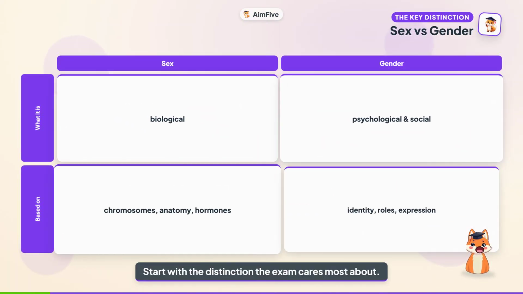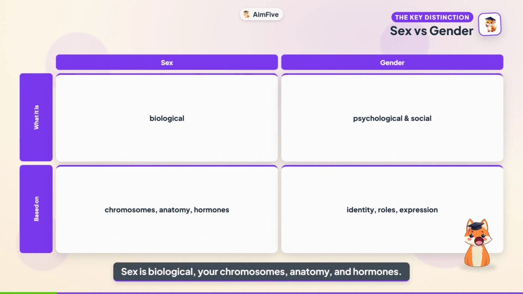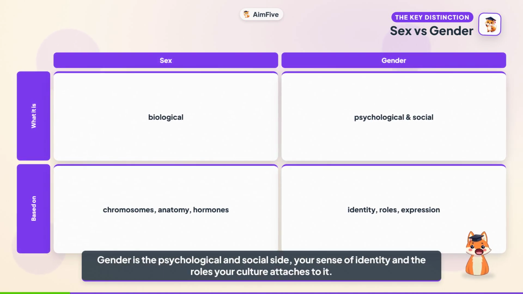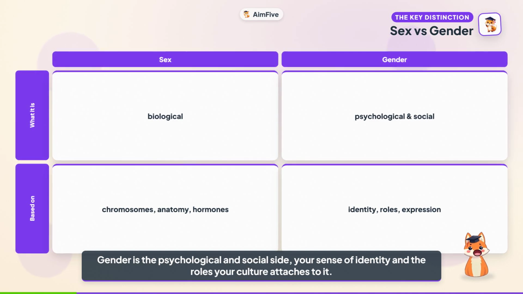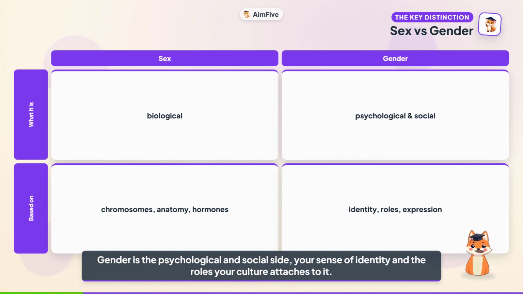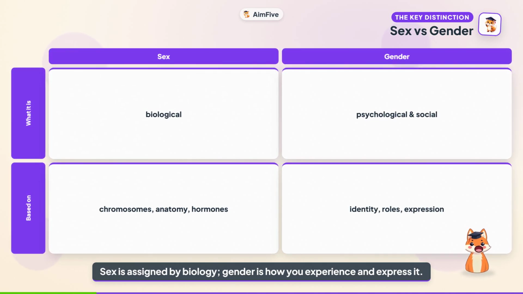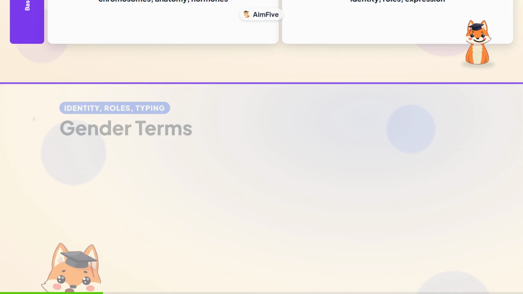Start with the distinction the exam cares most about. Sex is biological: your chromosomes, anatomy, and hormones. Gender is the psychological and social side: your sense of identity and the roles your culture attaches to it. Sex is assigned by biology. Gender is how you experience and express it. Don't blur the two.